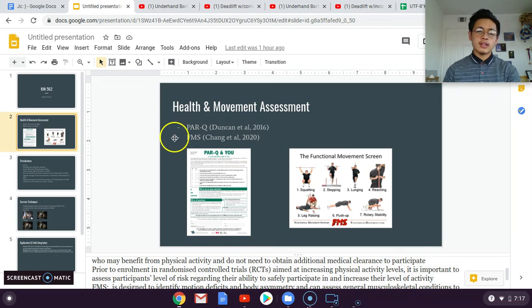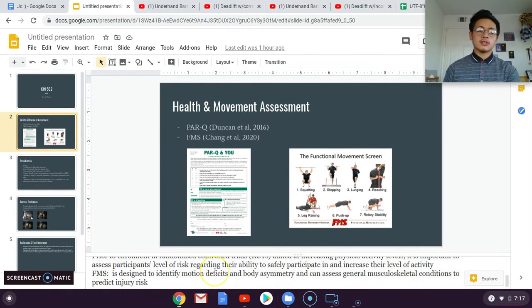And then we also have the FMS, which, according to Chang and colleagues, is designed to identify motion deficits and body asymmetry and can assess general musculoskeletal conditions to predict injury risk. And so basically, the FMS is a really good tool because one, you get to see the client perform movement that may be similar to the movement that you may have them be doing in your study. And you also get to see what they can and can't do.